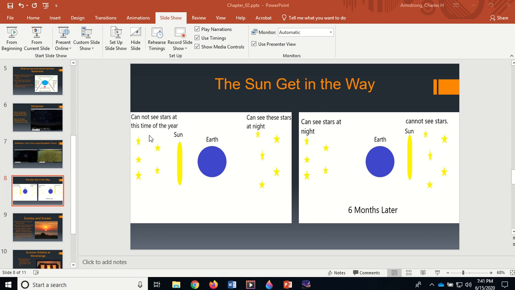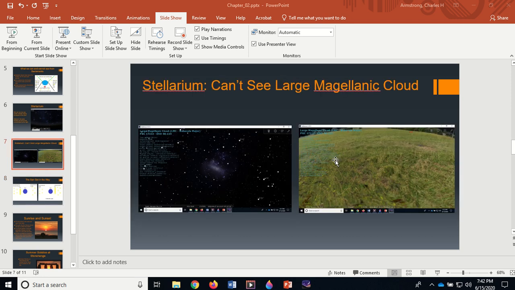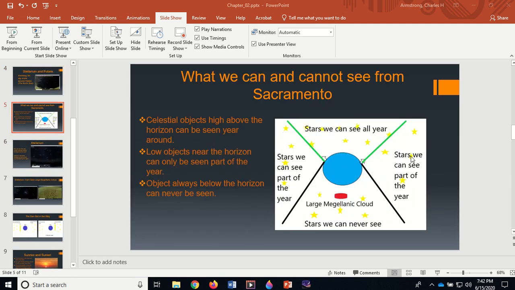So in the summer, Rigel's over here, Betelgeuse is over here. Six months later, we've gone around the sun. We're on this side of the sun. Now we're over here, so now we can see those stars. We can't see these guys, the ones we can see in the summer. These are the ones that are here.